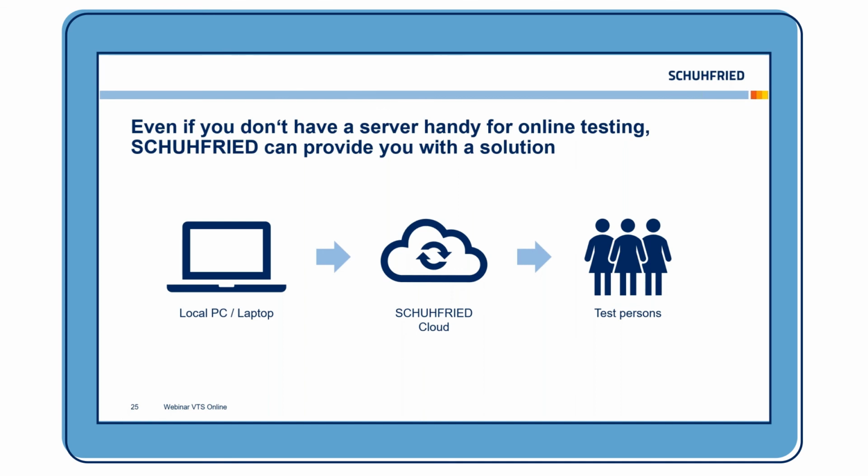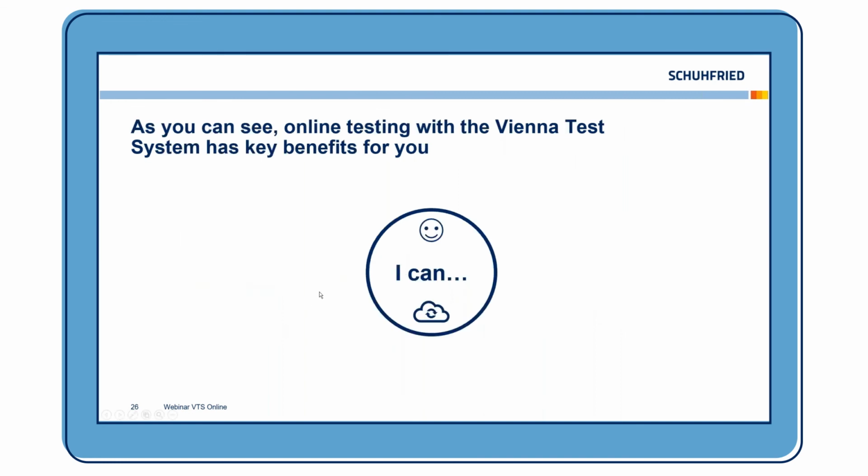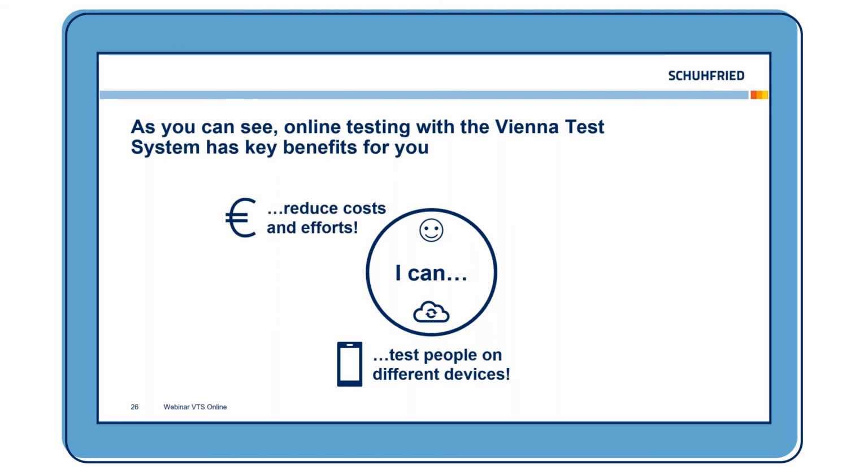Good. So these are the main topics we wanted to talk to you about today. As you can see, online testing offers many benefits for you, especially with the Vienna test system, of course. You can test people on whichever device they prefer in many cases. You can reduce costs and efforts, and you can also test people independently from their current location.